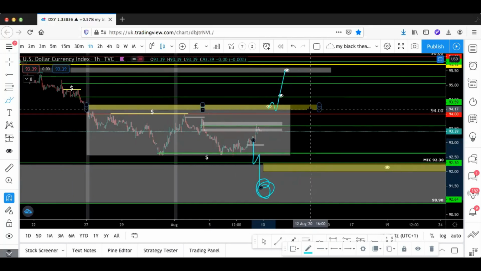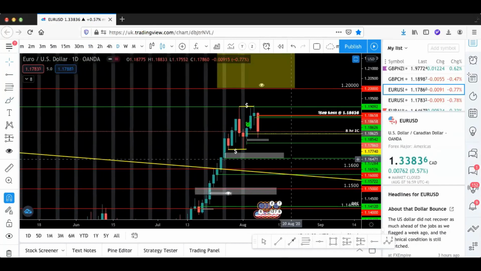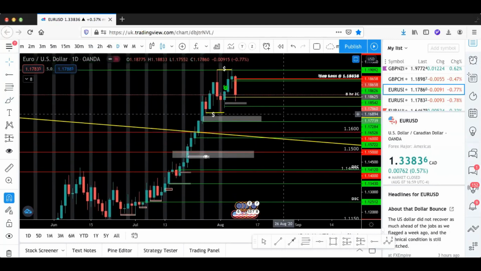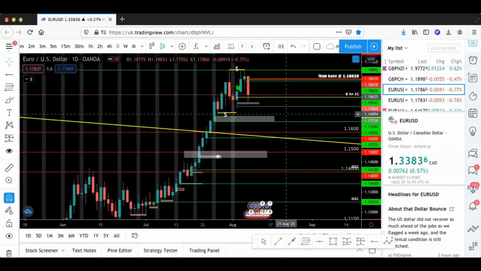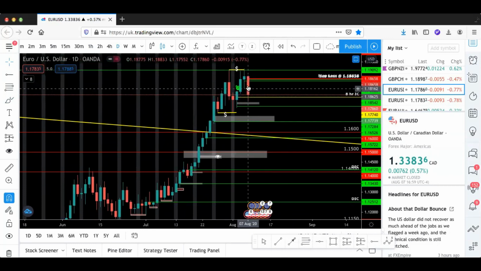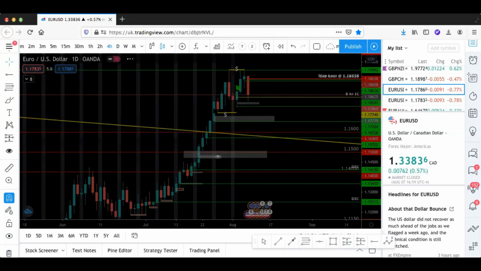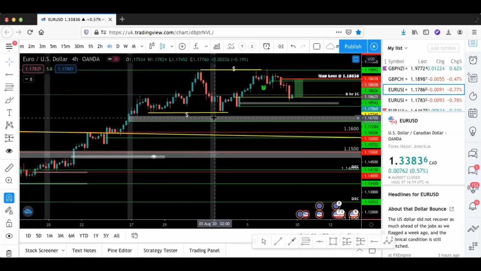Let's move to EURUSD. Okay, EURUSD, we are on the daily time frame. We could see that it's still bullish, super bullish. Last week we were looking for price to give us a nice retracement, and we were looking for some buying opportunities, right? So this is what we were expecting last week.